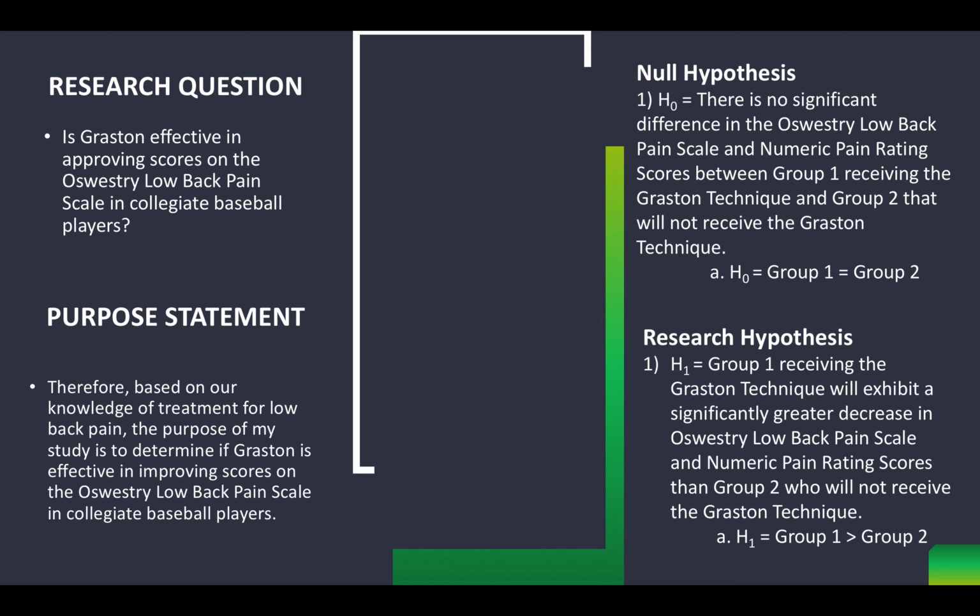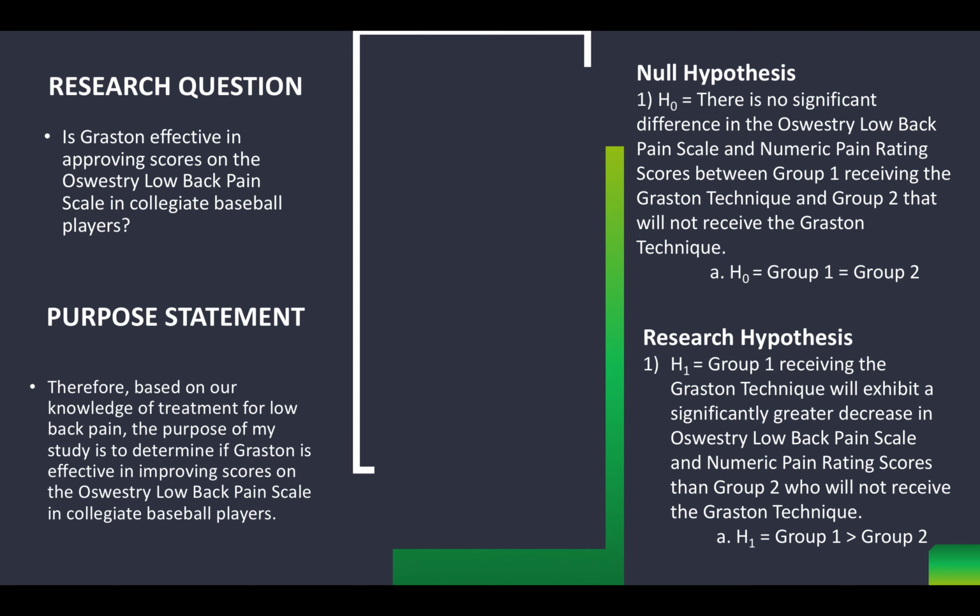So my null hypothesis is that there will be no significant difference in group one's scores on the low back pain scale and the numeric pain rating scores. They will be the group receiving Graston technique, and they will see no change between that group and group two that will not be receiving the Graston technique.